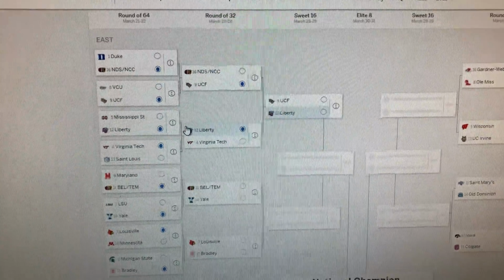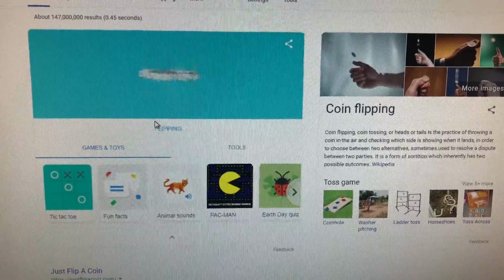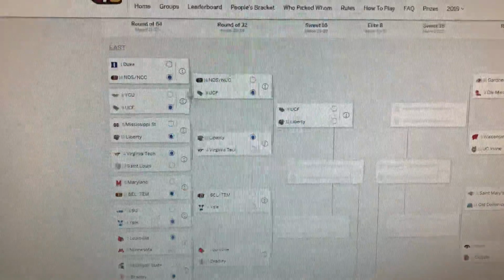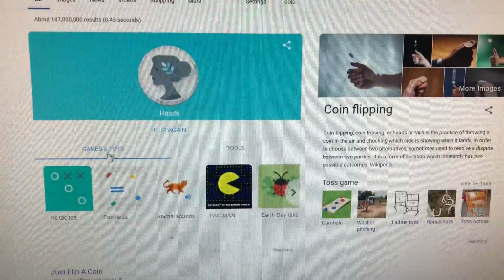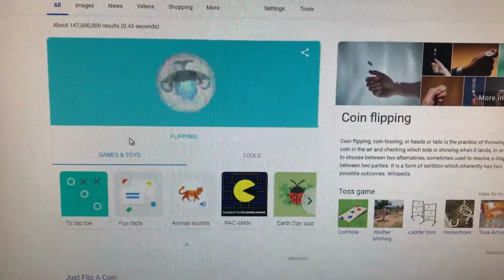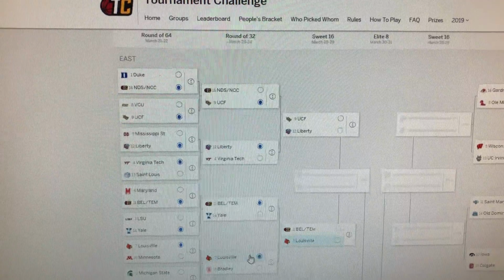Now the highest seed that can appear is the 7-seed Louisville. We'll kind of are coming out of this region. And next up we have heads. So we have Belmont and Temple moving on there. Then Louisville and Bradley. Will we have a 7 or a 15 in the Sweet 16? We have the 7-seed Louisville Cardinals.